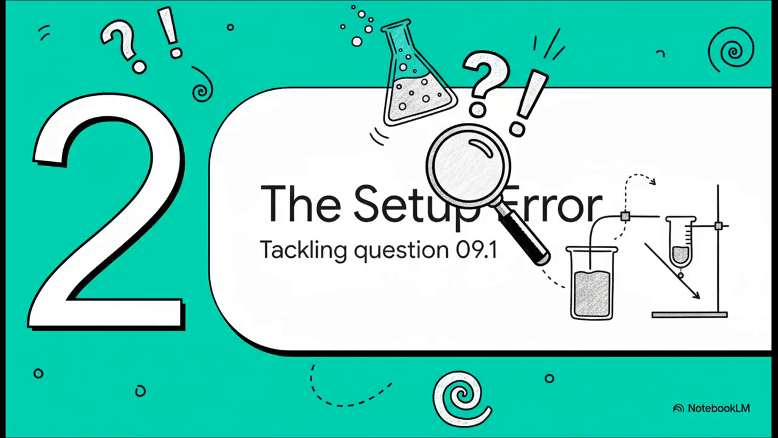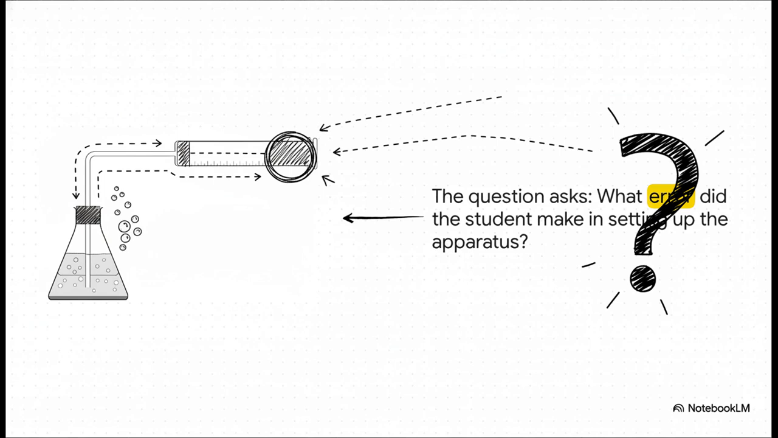This brings us to the first part of the question, 09.1. This is a classic exam skill they love to test. Can you spot what's wrong with the picture? It's just 1 mark, but it really shows if you understand how these experiments work in practice. So have a good look. The whole point is to get the hydrogen gas that's produced in the flask to travel down the tube and into the gas syringe so we can measure it. So what's the one critical mistake here that would stop that from ever happening?